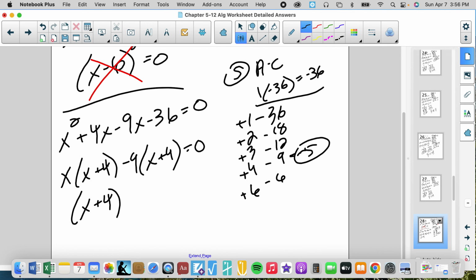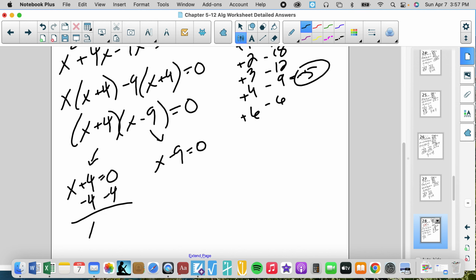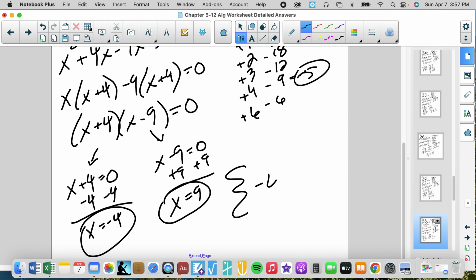x plus 4, x minus 9. x plus 4 equals 0. x minus 9 equals 0. Subtract 4, add 9. My solutions, -4 and 9, are my two solutions.